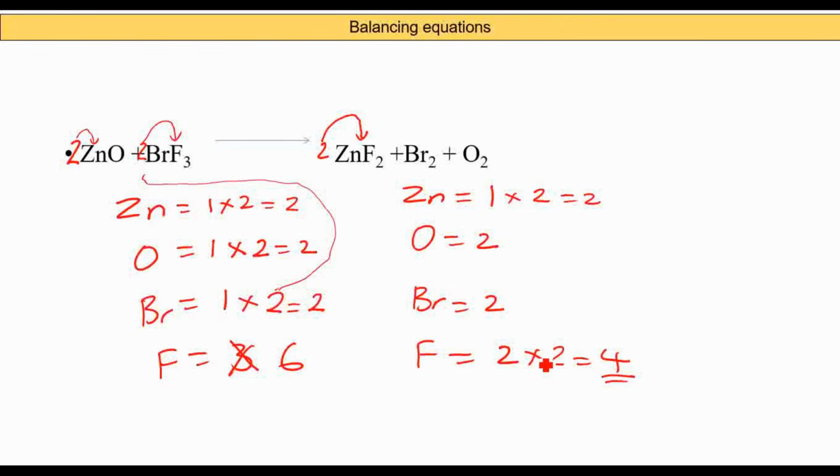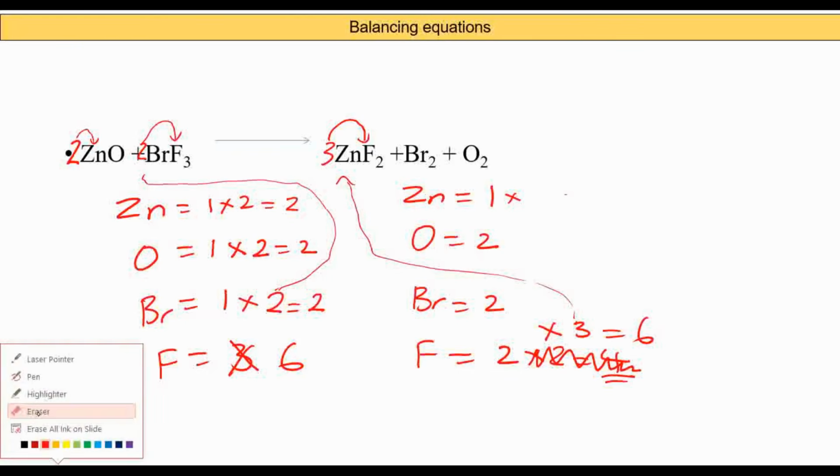I'm going to need to scrap everything I've done here, and times that by 3 to make that 6, which therefore means I'm going to have to change that number that I've put in front here, because remember, balancing is trial and error. I'm going to have to go back here and put 3 in front. Good. So now that's going to be 6. That's now going to affect my zinc, which I need to change to 3.